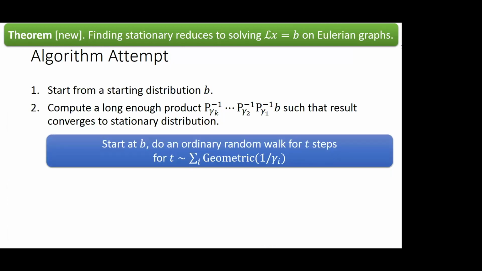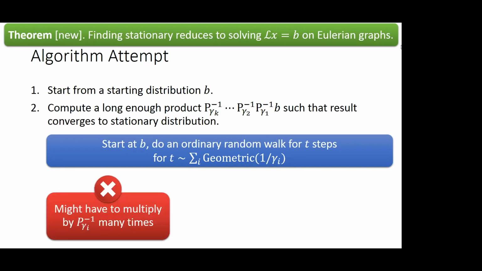Okay, so if we take a product of P gamma inverses times B, the interpretation of that, according to the previous slide, is you start at B, you do an ordinary random walk for t steps, where t is a sum of geometric random variables, where each of the means of the geometric random variables is 1 over gamma I for each gamma, and then you output the result. And so there's a couple of problems with this algorithm as I've written it.